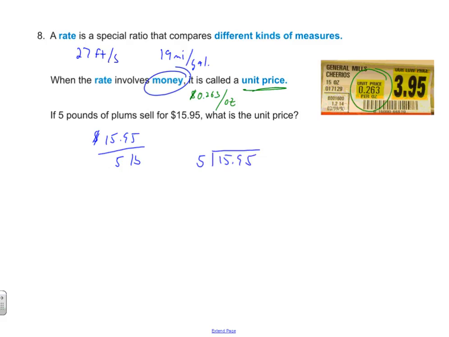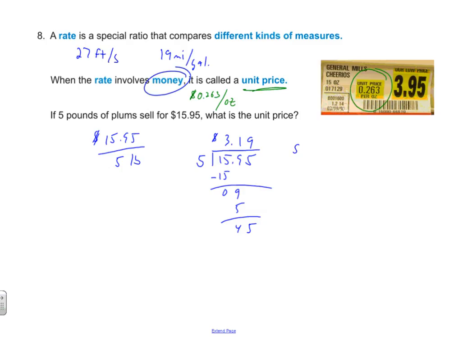All right, you got to divide the bottom into the top. I always like to keep my dollar sign. 5 goes into 15 3 times. No remainder there, but we still bring down the 9. 5 goes into 9 once. Bring down the 5. 5 goes into 45 9 times. And now we have, finish it off now.